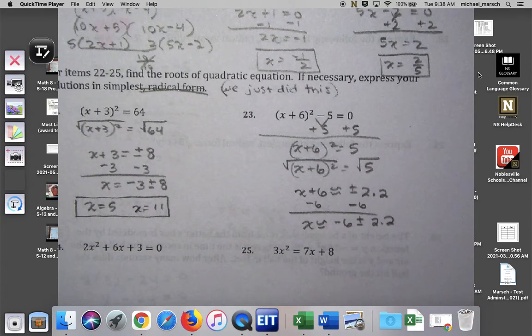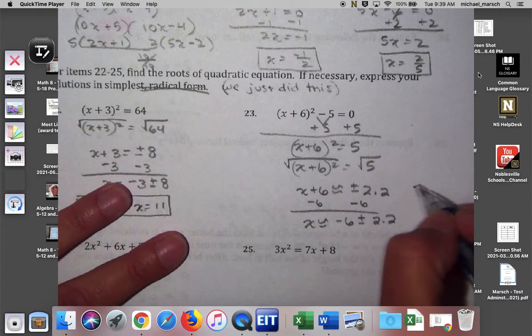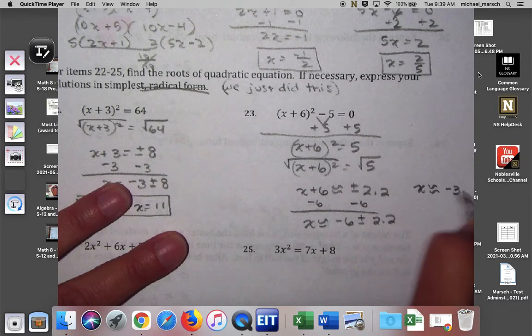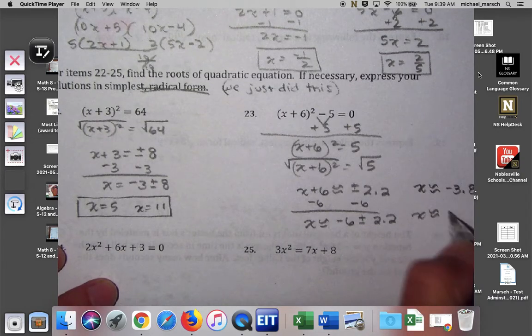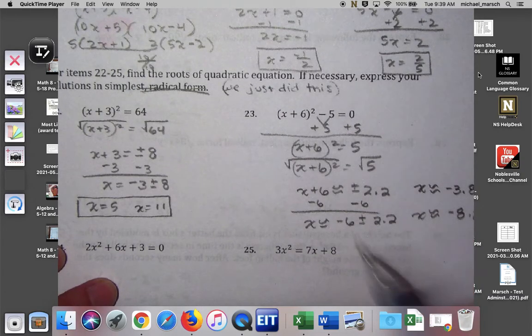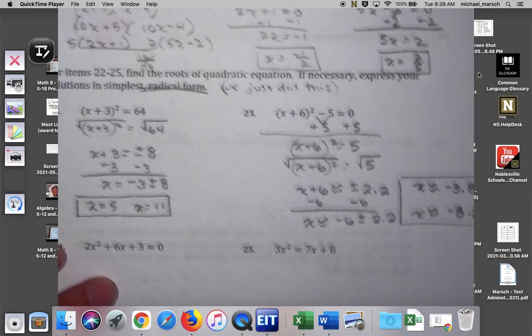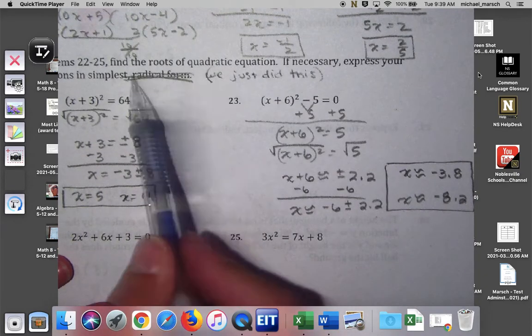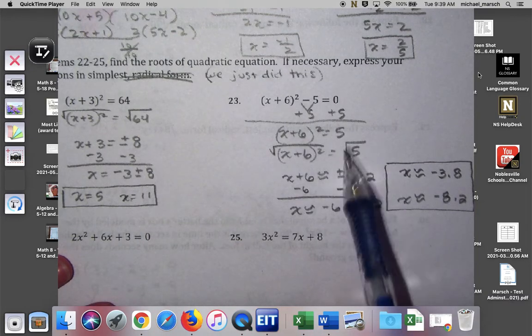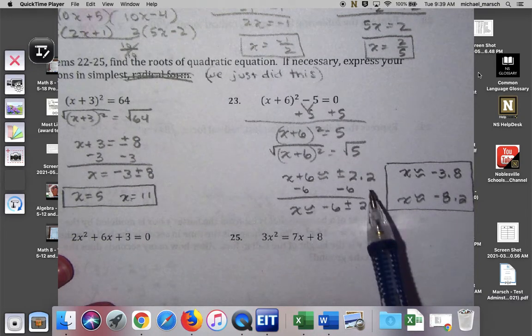So negative 6 plus 2.2, I get x is about negative 3.8. And then I would get x is about negative 8.2, because I add them and then I subtract them. So here are my approximate values for my x-intercepts. So when I said radical, when we crossed out radical form, we didn't leave this square root of 5. We found the square root of 5 and then we worked from there.